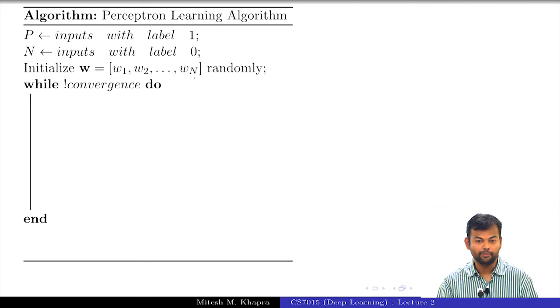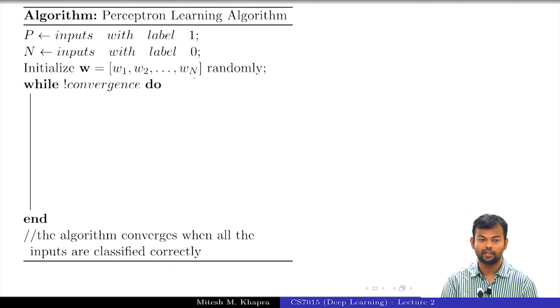And now here's the algorithm. While not convergence, do something. Before I tell you what to do, can you tell me what is meant by convergence? When will you say that it has converged? When it is not making any more errors on the training data, right? Or its predictions are not changing on the training data. So that's the definition of convergence.